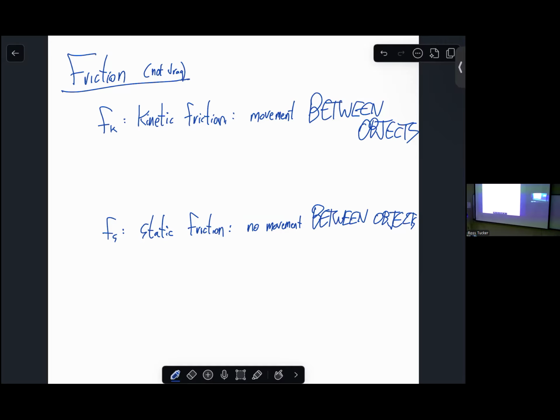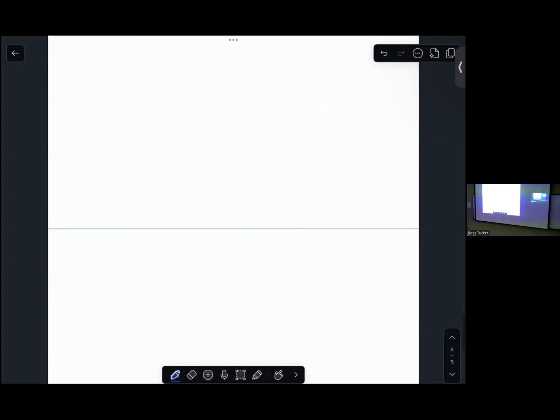When I pull the tablecloth out from underneath the plate, here's my tablecloth, here's my plate. When I pull it out, if the plate does not slip over top, if the tablecloth does not slip under, which direction will the glass go? Let's go down. Think about directions here.